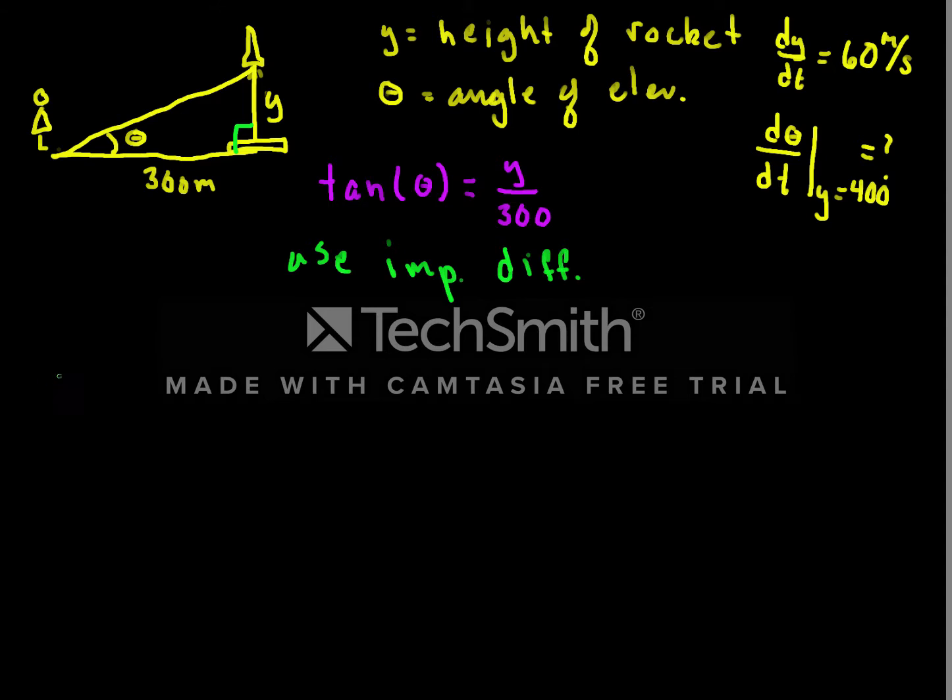So differentiating both sides, I see that the differential of tan theta has to be equal to the differential of y over 300. The derivative of tan theta is secant squared theta. So the differential is going to be secant squared theta d theta, which is equal to the differential of y over 300.